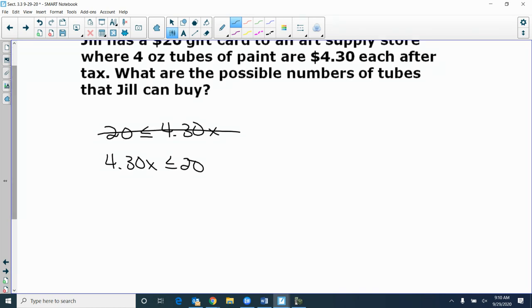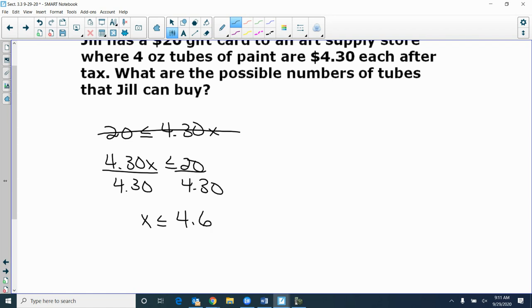Now, Joe, how do I solve that? Divide 20 by 430. And now, all right, what does that give me? That doesn't give me a nice number. Go ahead and divide it. Rachel, what's it give me? 4.6. Yeah, 4.6.